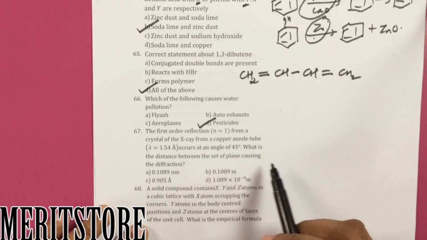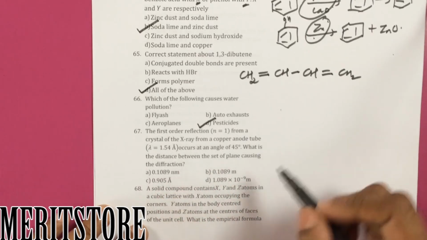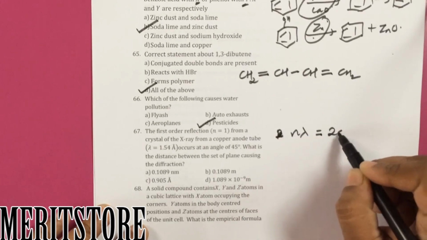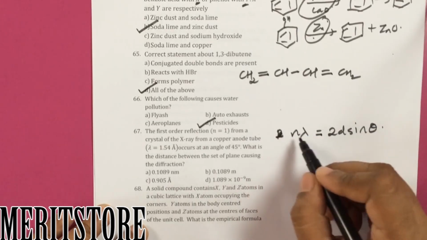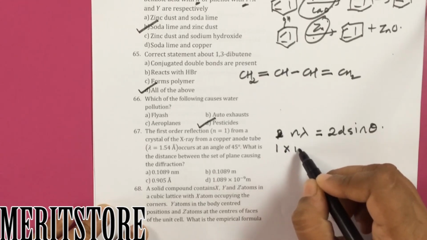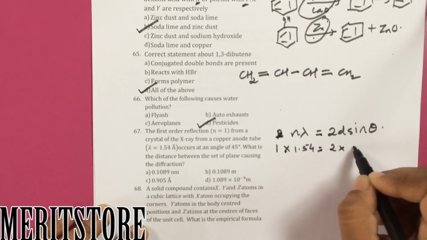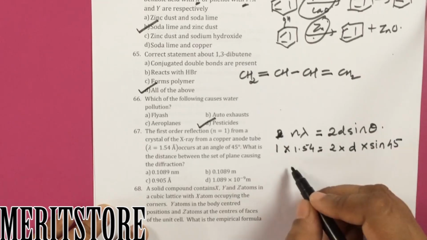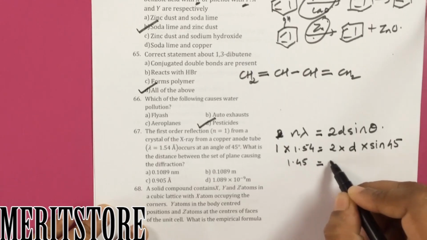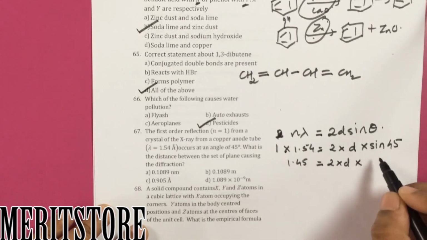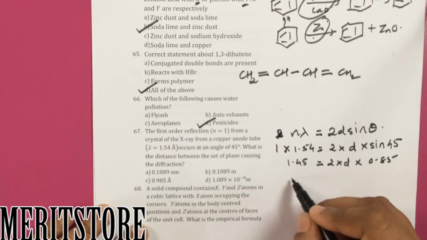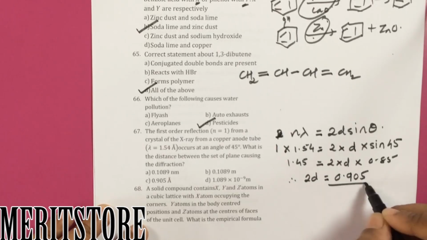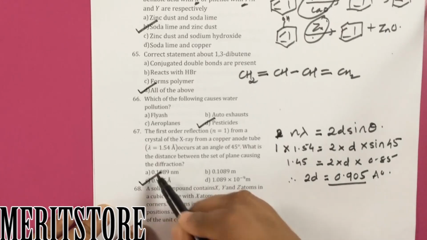What is the distance between the set of planes causing the diffraction? For this we have an equation nλ equals 2d sinθ. Here n given is 1, λ is 1.54, and we need to find the value of d. The angle given is 45, so sin 45. So 1.54 is equals to 2 into d into sin 45, 0.85. Therefore 2d is equals to 0.905 Angstrom. Therefore option C.